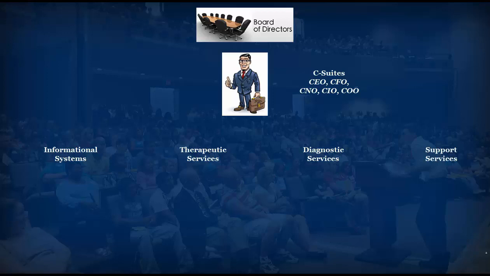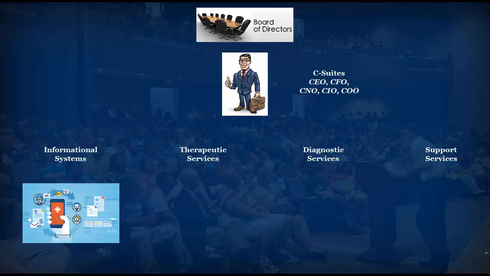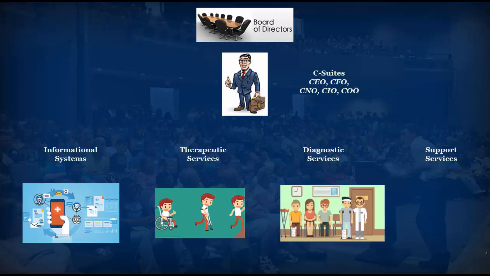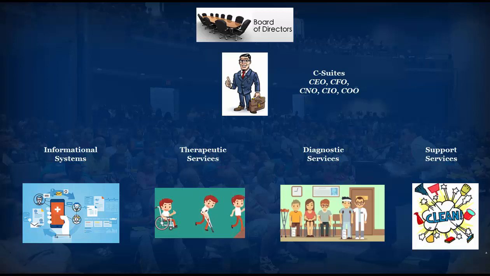So under informational systems, you may have something like admissions, information systems, medical records, human resources. Under therapeutic services, you may have physical therapy, occupational therapy, you may have dietary here, you may have nursing. Under diagnostic services, we'll find departments like emergency medicine, cardiology, medical lab, imaging, and then under support services will be our departments like central supply, maintenance, environmental services, housekeeping, and transport.